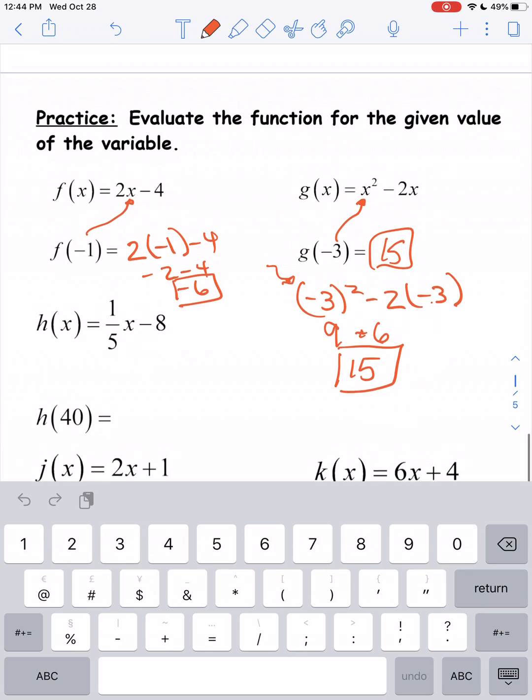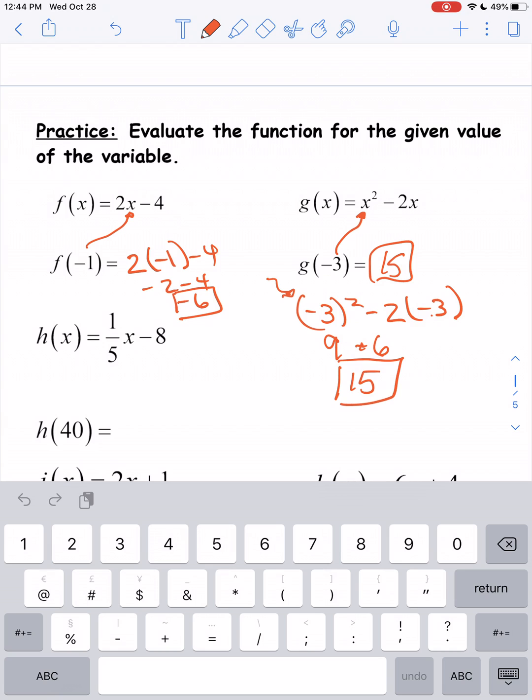All right, let's try one more fancy one. Okay, they're telling us to put 40 in for x. Our h of x equals 1/5 x minus 8. So we're replacing that. So our h of 40 is going to be 1/5 times 40 minus 8. And you can simplify this. Think of that as 40 over 1. Make that 1, make that 8. So we get 8 minus 8, or we would say that is 0.